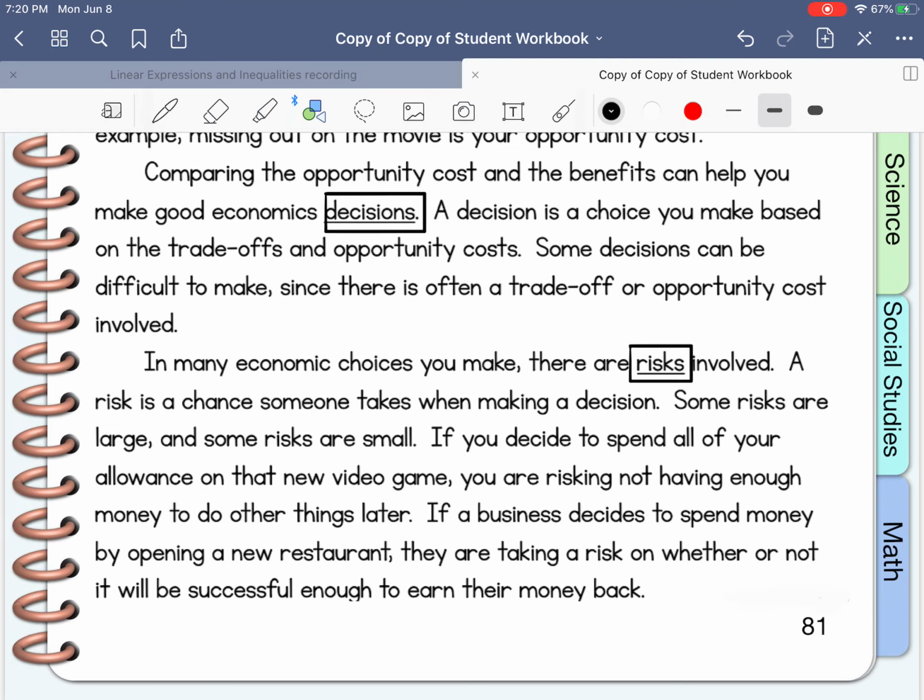If you decide to spend all of your allowance on that new video game, you are risking not having enough money to do other things later. If a business decides to spend money by opening a new restaurant, they are taking a risk on whether or not it will be successful enough to earn their money back.